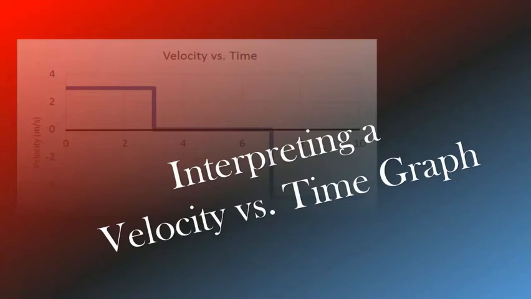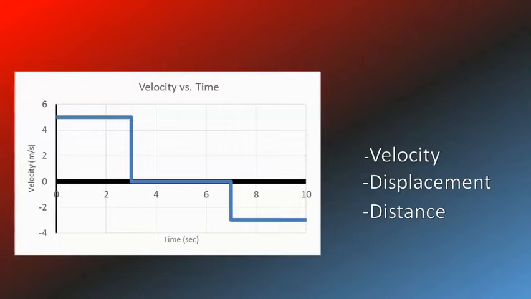Today we're talking about interpreting a velocity versus time graph, right? So, first of all, velocity versus time graph, what is it? It's a graph that has velocity on the vertical axis and time on the horizontal axis. So from left to right, time is going by. The beginning of the motion is over here on the left side, and the end of the motion is over here on the right side.